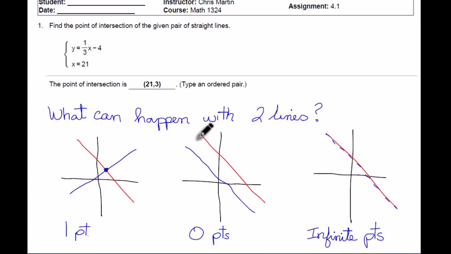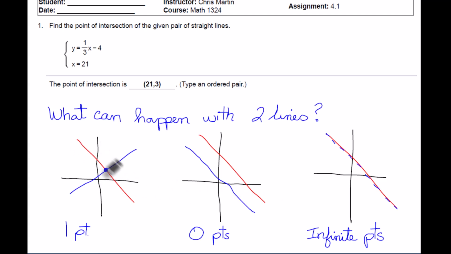If we have the case of two lines being parallel, these two lines are never going to intersect. That means that there are no points of intersection. On a side note, how do we know if two lines are parallel or not? Well, if you look at their equation in y equals mx plus b form, if they have the same slope, then they will be parallel. The b is just where they are crossing on the y-axis.